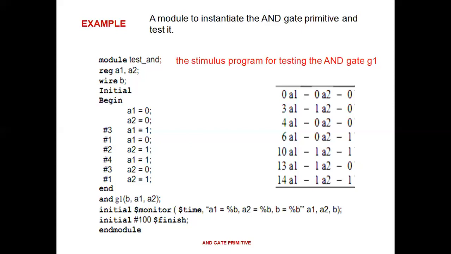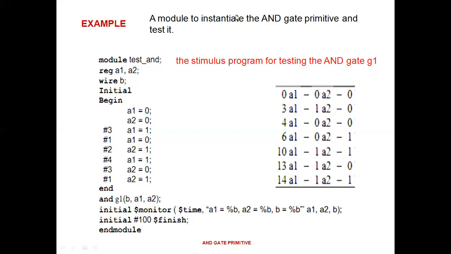We have to write the test input combinations for this particular AND gate to check whether it gives the proper output for all the possible input combinations or not. That means we have to write the test bench. Yes, test bench. The combination of these two is nothing but the stimulus program for testing the AND gate G1. Here we'll instantiate the AND gate primitive and we write the test bench.